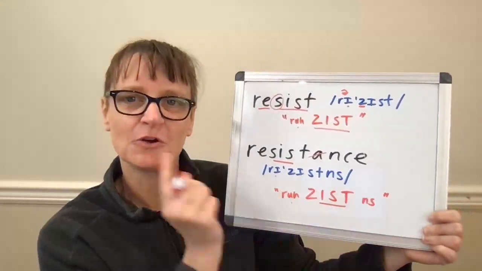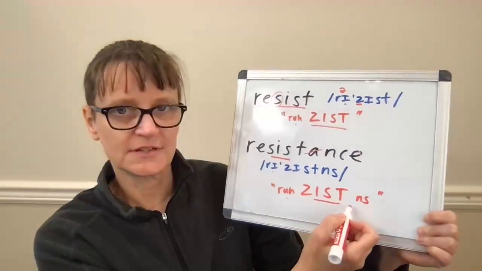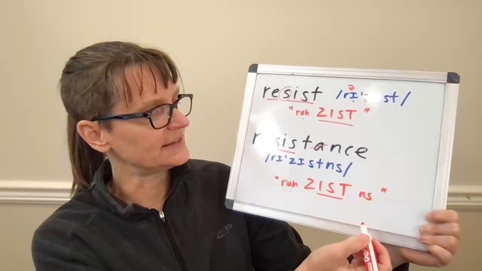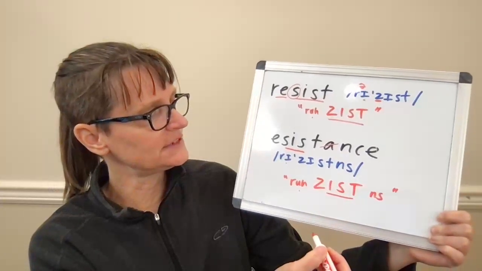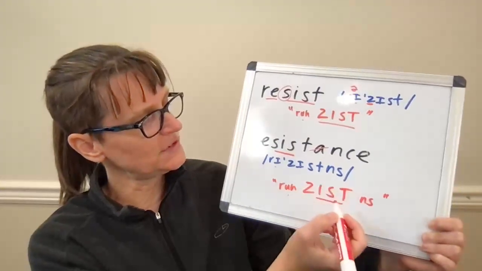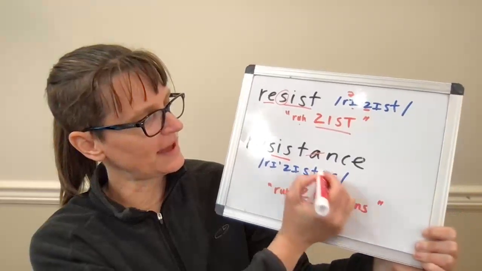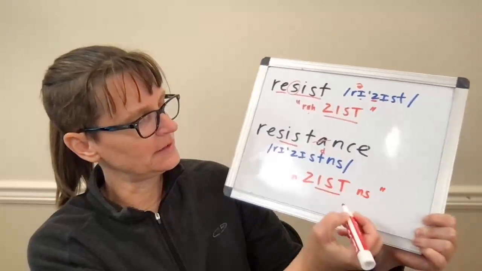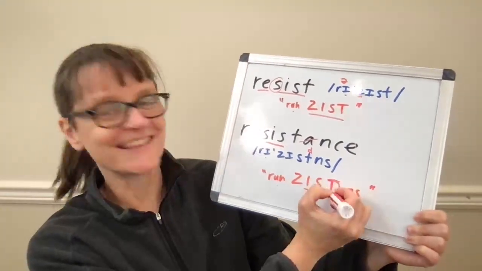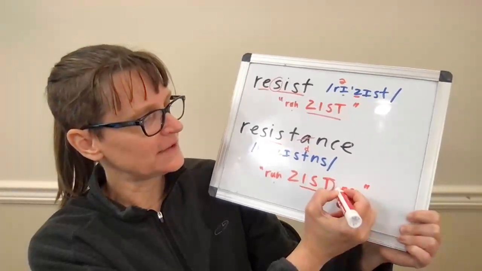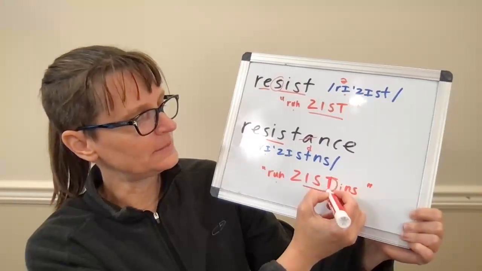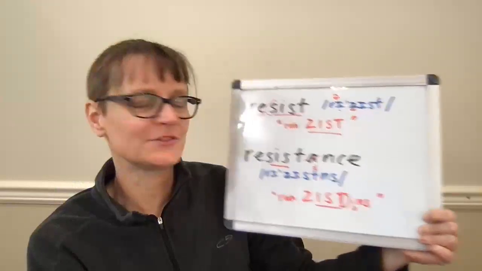So that means I just go right from the T, resistance, into that N sound. And that T, resistance, for some reason in this word we make that somewhat of a flap. I'll write that as a D for you. Maybe that's because we have a little bit of an I sound here, so it is like it's between two vowels.